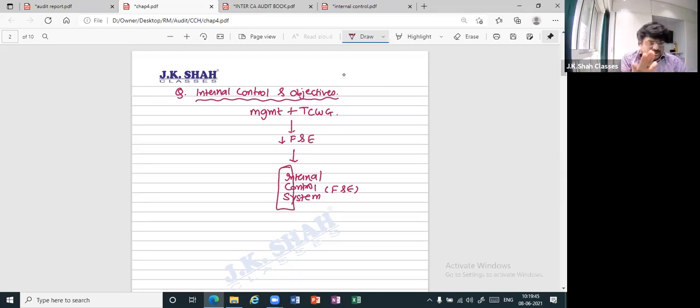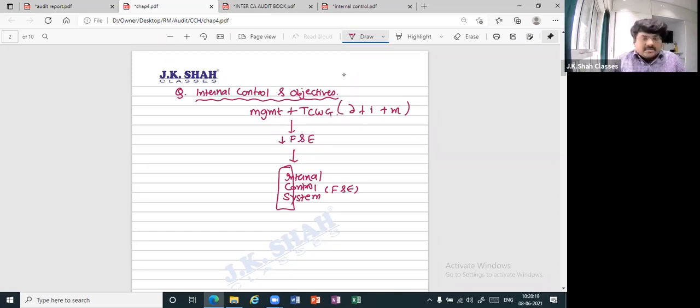Can you tell me, designed by management? Okay. Implemented by management? Okay. Maintained by management? Okay. Checked by auditor? Correct. Whether the system is there or not, whether it's working or not, whether it's in effect or not, whether it's continuous or not. So everything is done by the management, checked by the auditor. Therefore, the auditor is a watchdog and not a bloodhound.